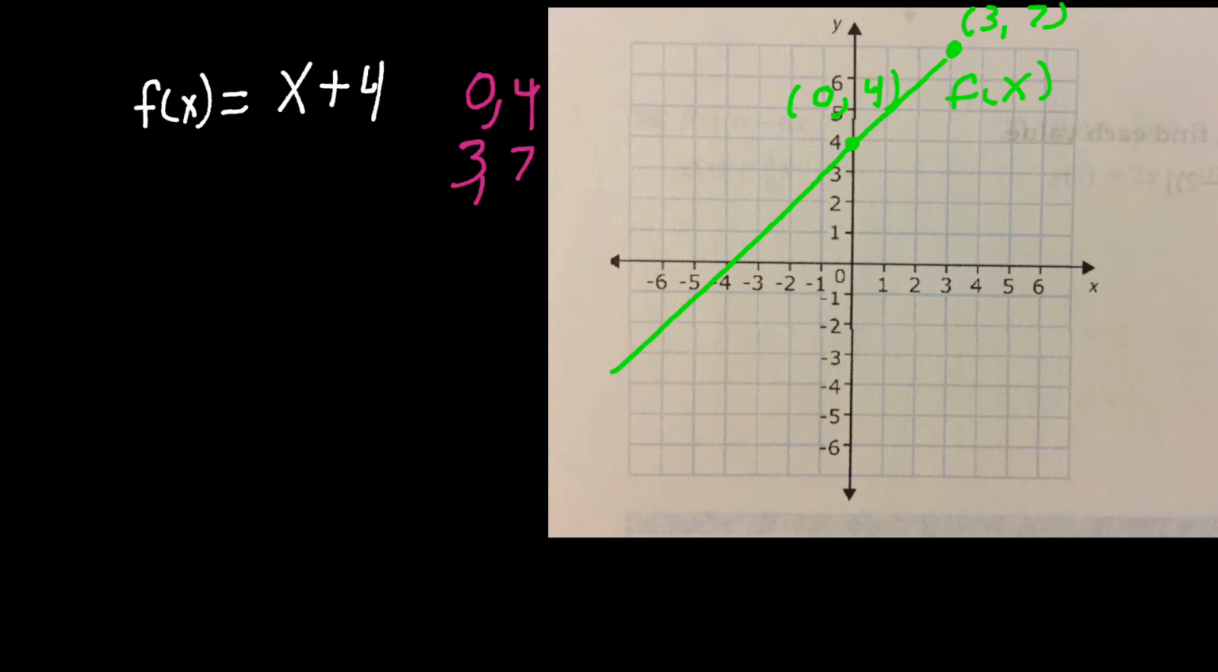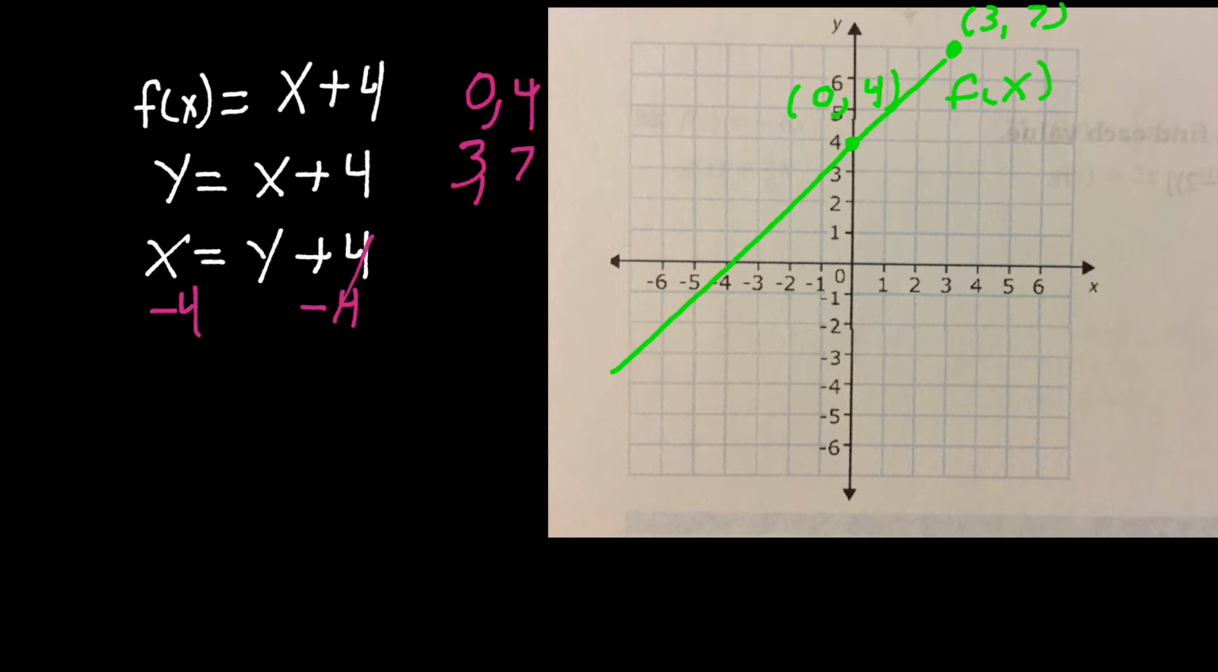Now we've got to get the inverse. So just like I said before, we're going to rewrite this. Instead of being f of x, it's y equals x plus 4. And then we're going to trade places between these two. So we have x equals y plus 4. Now I have to get the y alone. So I'm going to subtract 4 from both sides, minus 4, minus 4, and I'm going to end up with my new function, y equals x minus 4.